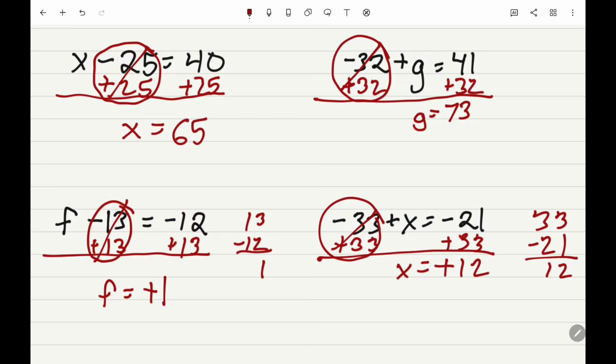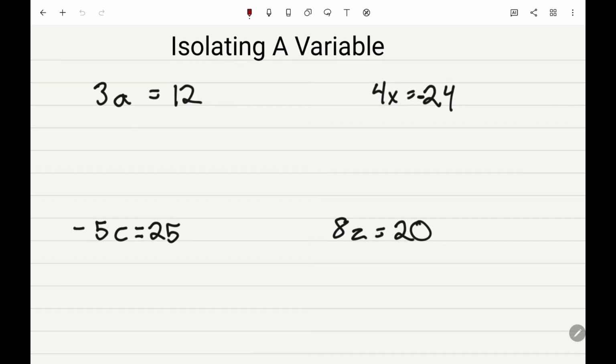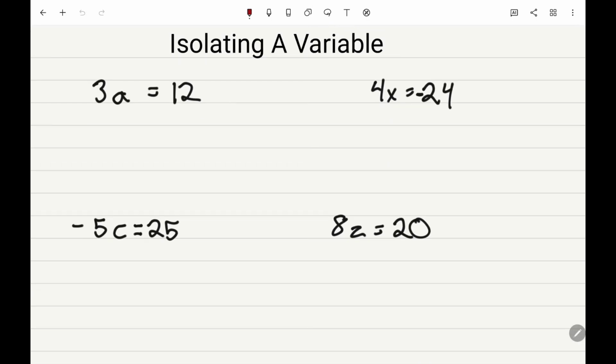Let's go ahead and continue. Now we're going to learn about multiplication. So we have 3 times a equals 12, and the inverse of multiplication is division. So we're going to go ahead and divide both sides by 3. 3 divided by 3 is 1. So we have a is equal to 12 divided by 3, which is 4.